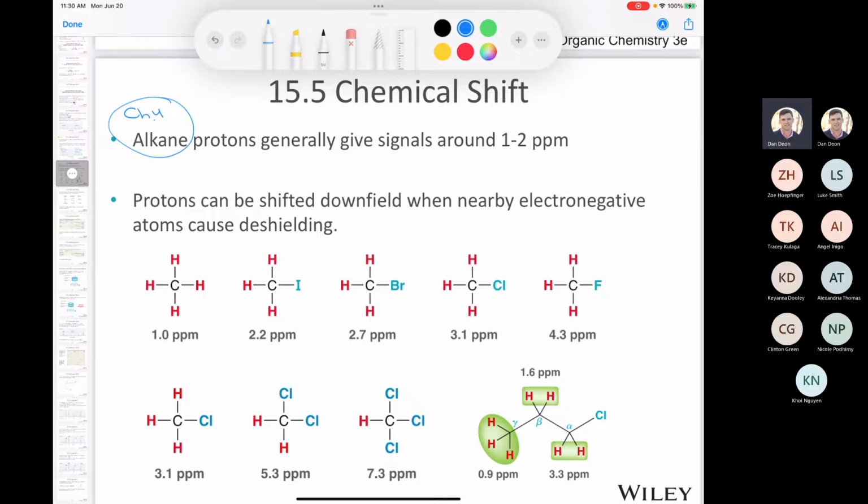What would cause the protons to be shifted downfield? What would cause them to absorb a higher frequency or higher energy electromagnetic radiation? Well, it's going to be caused by deshielding. So what's a way that we can deshield the protons? What's a way that we can remove electron density from surrounding those protons? Well, if we attach an electronegative element. And hopefully you remember from your general chemistry days that if you look at the halogens, they go fluorine, chlorine, bromine, and iodine. And the most electronegative of all of these is fluorine.